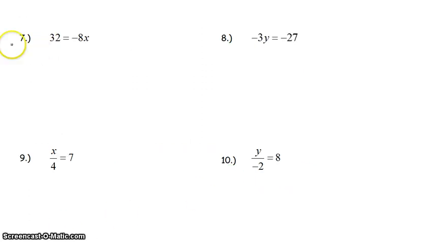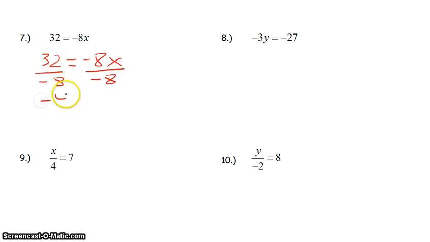Okay, class, we go to problem number 7. Same thing. The variable is on the right hand side. What we do, like we did in the last problem, we would take 32 equals negative 8x. This is connected by multiplication, so we take its opposite operation and divide. 32 divided by negative 8 is negative 4, and that equals x, because this simplifies out to 1 times x, which is x.